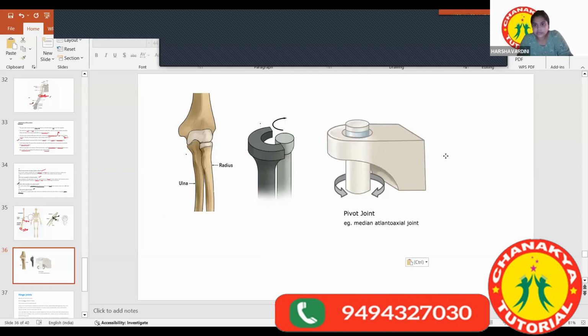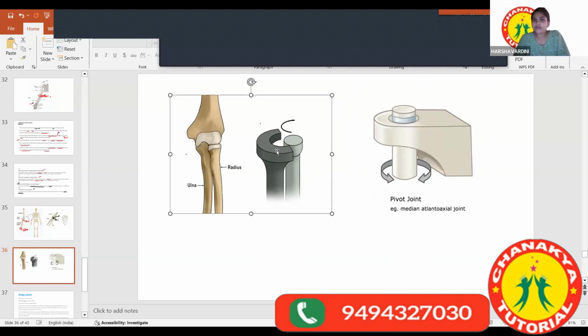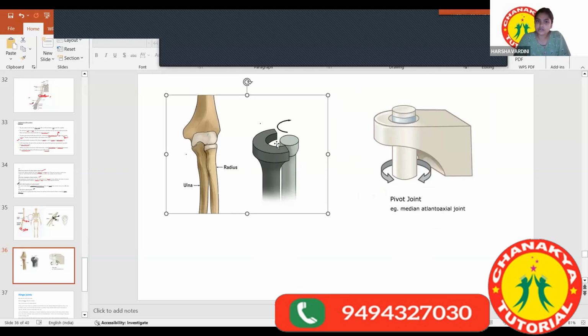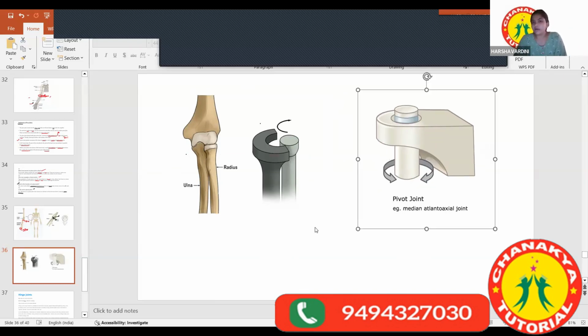See here. Can you see, this is a pivot joint? Is there any big difference here? No, right? Here also you have a rotational pathway. The bone is rotating inside. Here also you have a rotational pathway. The bone is rotating inside. You have to be careful. That's why they both are almost similar, but not in every case.